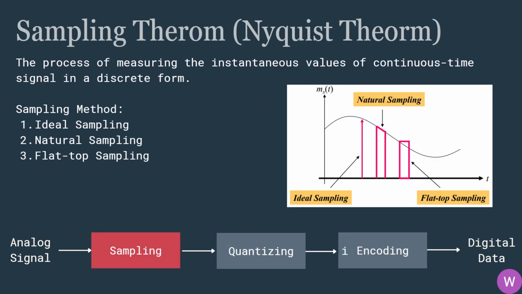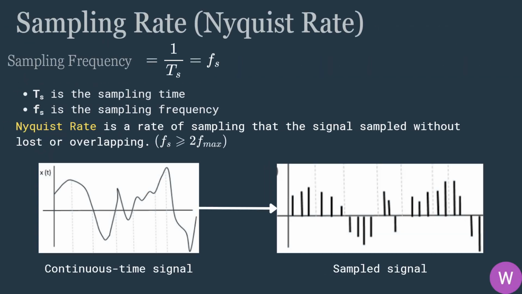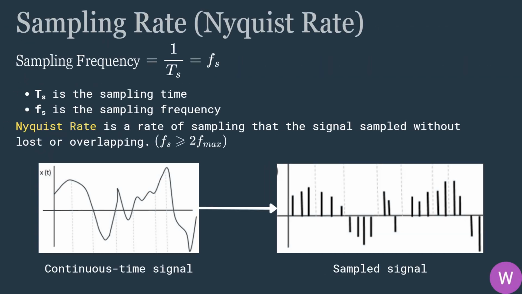Now we will discuss the first stage of PCM, which is sampling. The sampling theorem, or Nyquist theorem, is the process of measuring the instantaneous value of the continuous-time analog signal and converting it into digital form. There are three types of sampling method: ideal sampling, natural sampling, and flat top sampling. Here we discuss the sampling rate. The sampling frequency Fs equals 1 over Ts, where Ts is the sampling time and Fs is the sampling frequency.